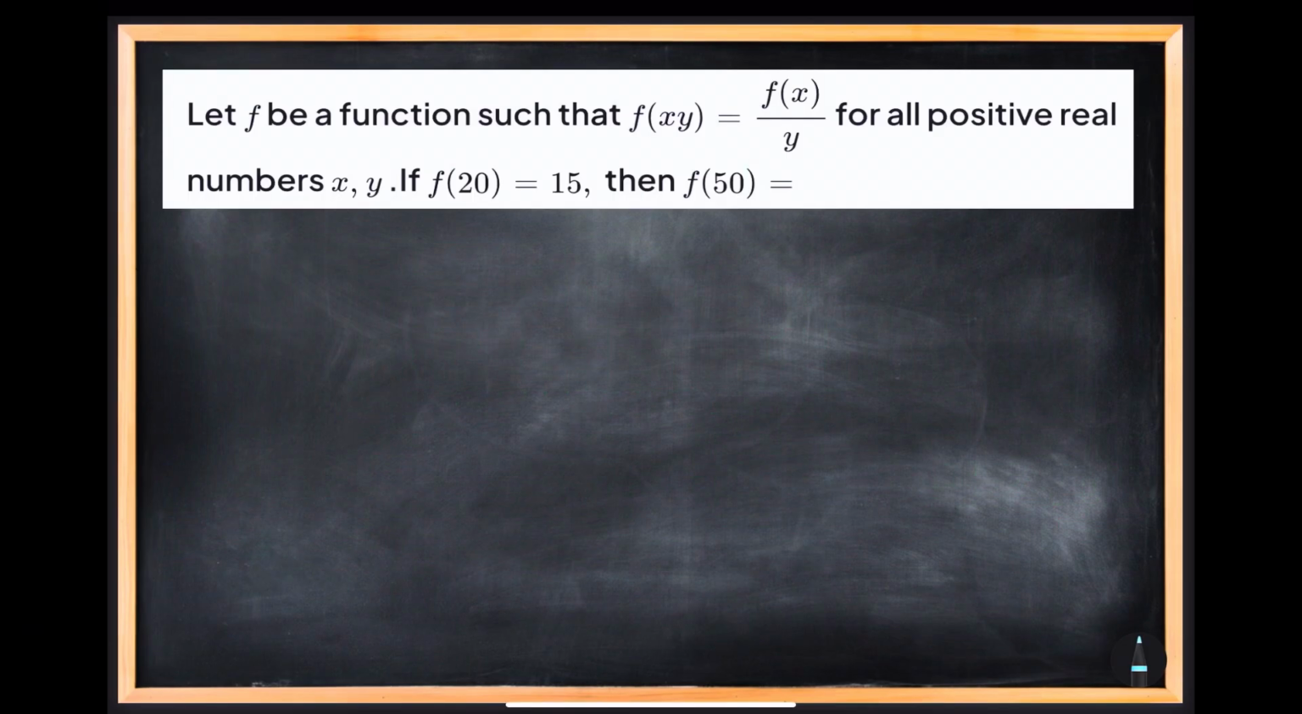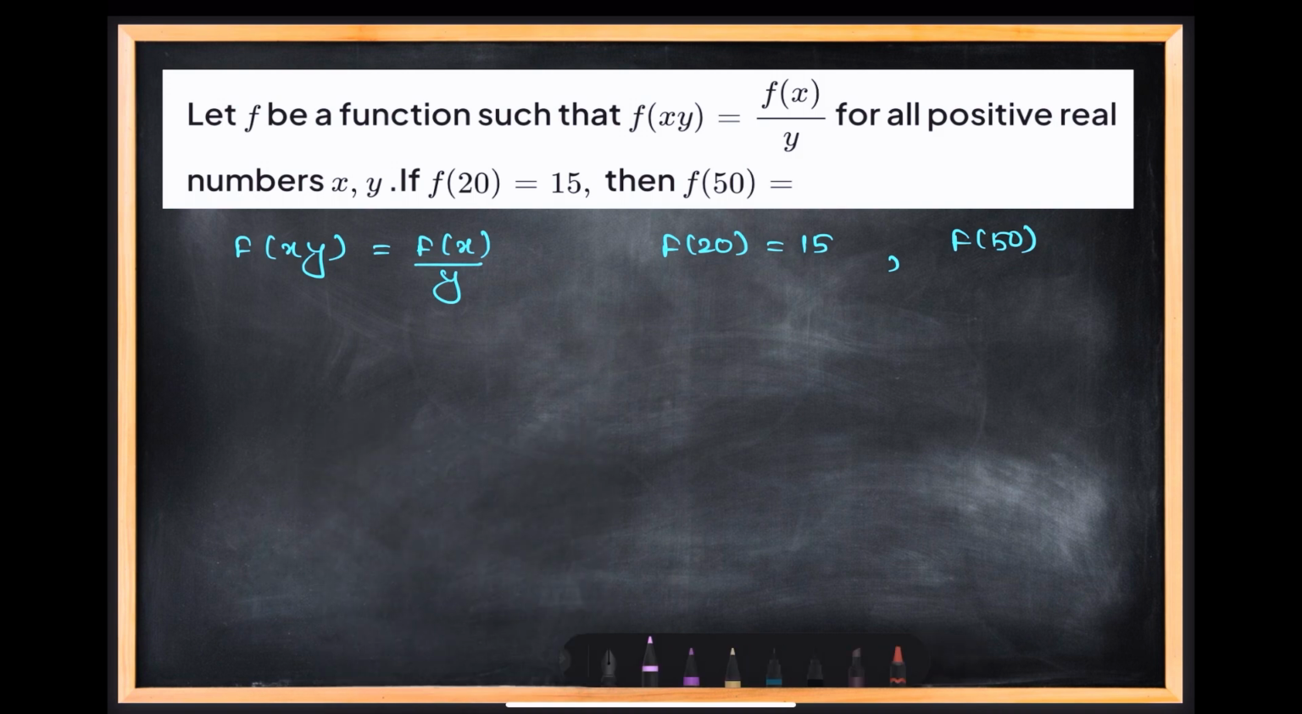So we got this situation to handle. Let f be the function such that f of xy equals f of x by y for all positive real numbers x and y. If f of 20 is equal to 15, then find f of 50. Now look at this, how I will approach this question.